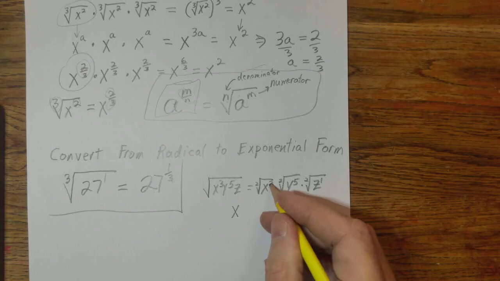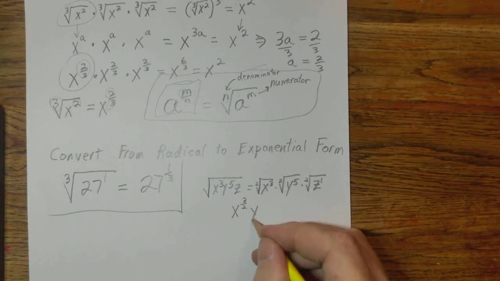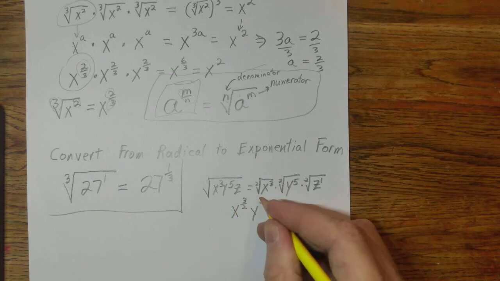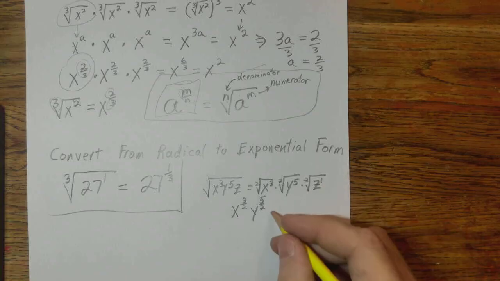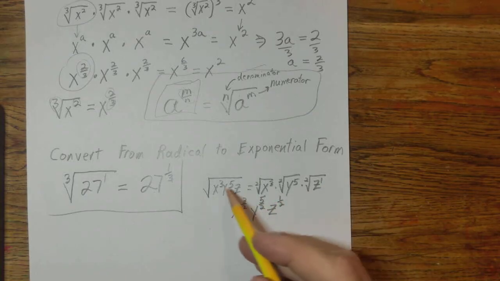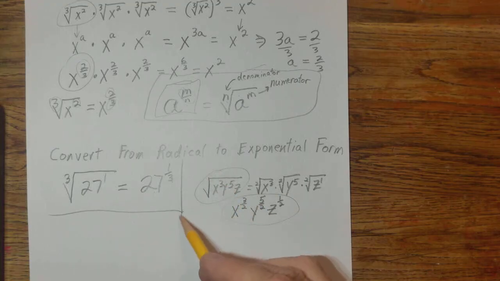So this first term, I'll write as x to the 3/2 power. The second part of this term is y to the 5/2 power, and then z to the 1/2 power. So that is converting radical form into exponential form.